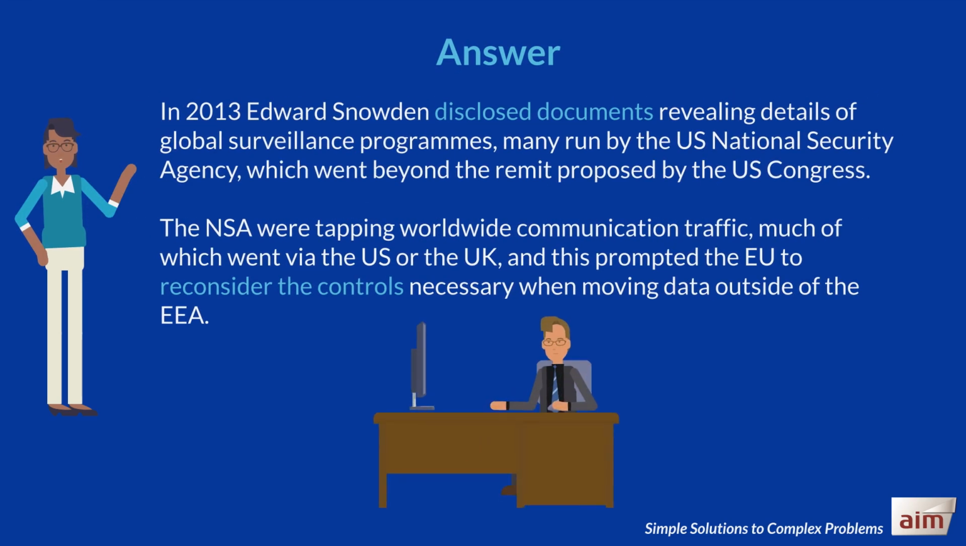In 2013, Edward Snowden disclosed documents revealing details of global surveillance programs, many run by the U.S. National Security Agency, which went beyond the remit proposed by the U.S. Congress. The NSA were tapping worldwide communication traffic, much of which went via the US or the UK, and this prompted the EU to reconsider the controls necessary when moving data outside of the EEA.